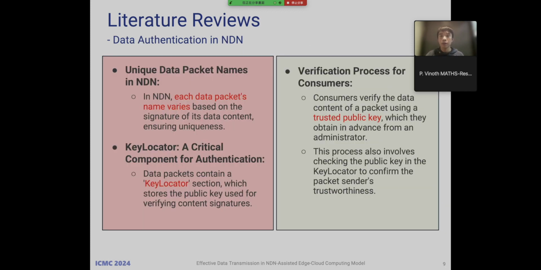This part will talk about the data authentication in NDN. Data authentication is crucial in NDN. NDN utilizes data packet names and key locators for secure and efficient verification. This ensures the integrity and the reliability of data transmission in our edge NDN model.